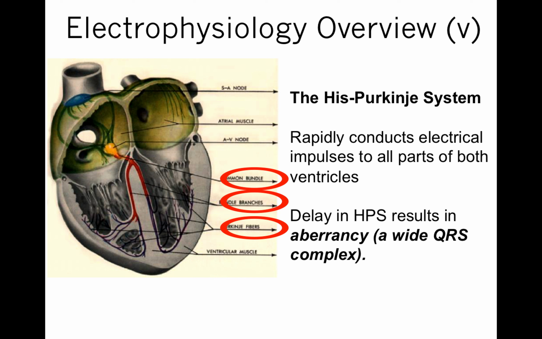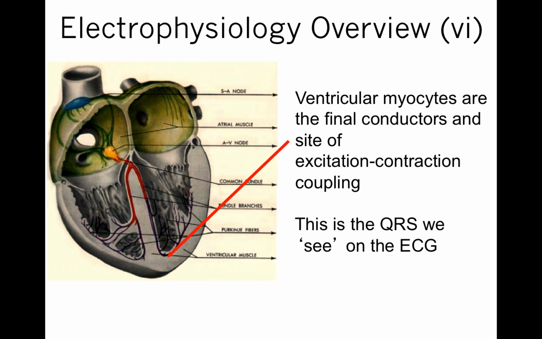If there's a delay in a portion or all of the His-Purkinje system, then that leads to a wider QRS, which is also called an aberrant QRS. We'll get to that in our tachycardia lecture. Now, the ventricular myocytes are the final pathway. So following depolarization of the His-Purkinje system, the electric impulse will relay to the myocytes, and this will conclude in contraction of the ventricles, and the blood going towards the lungs and the rest of the body.